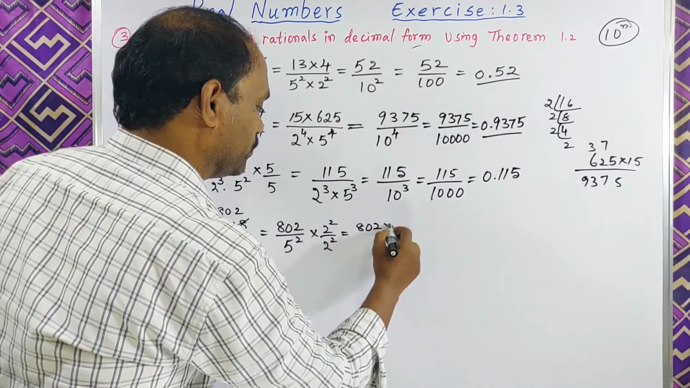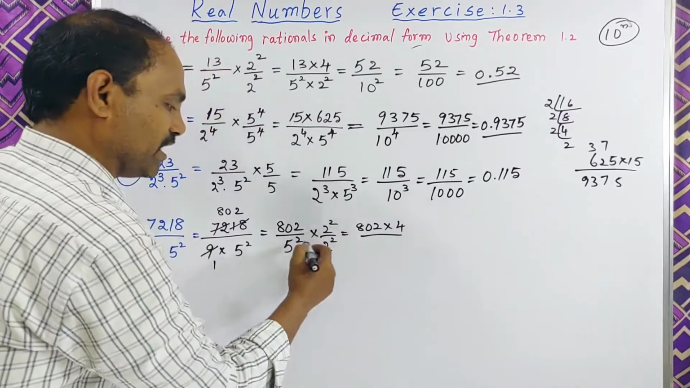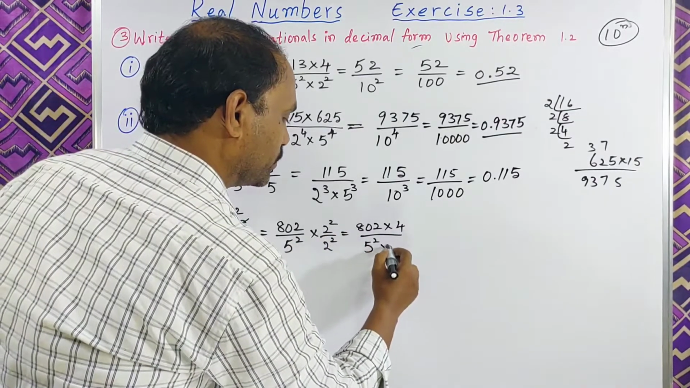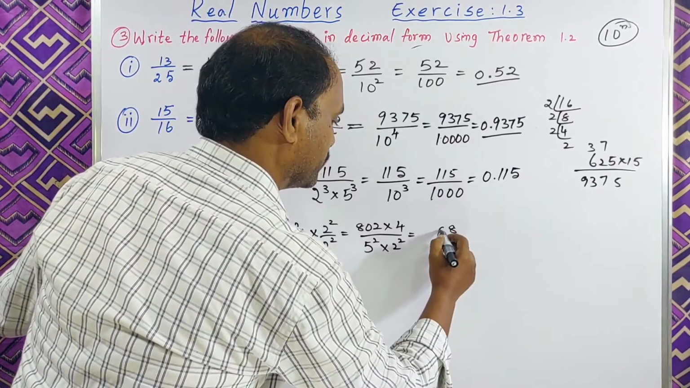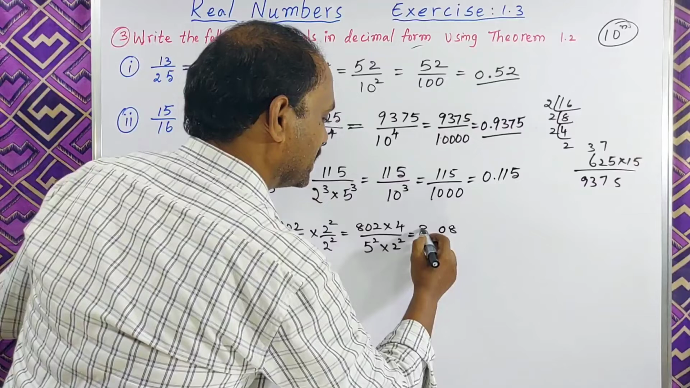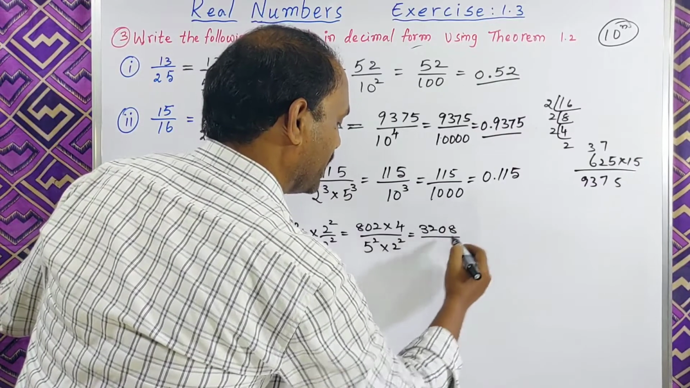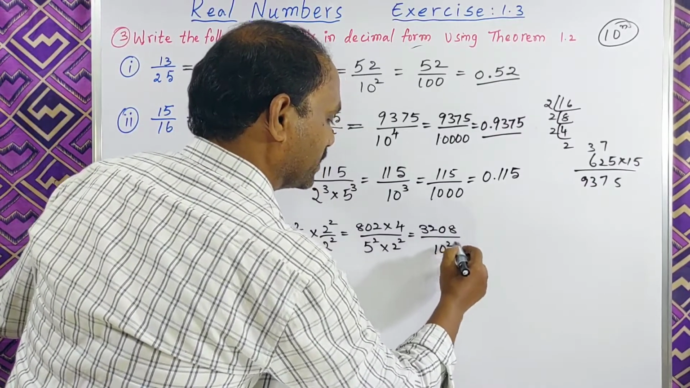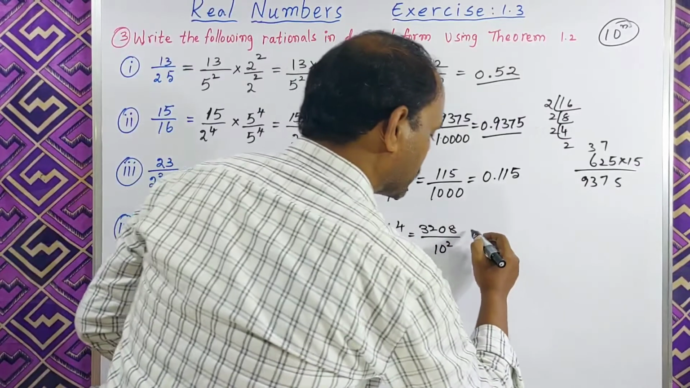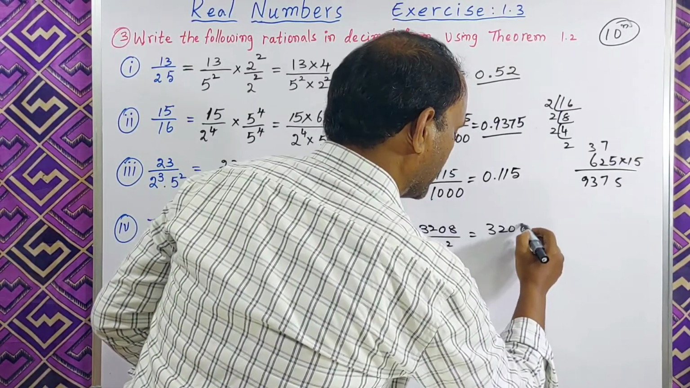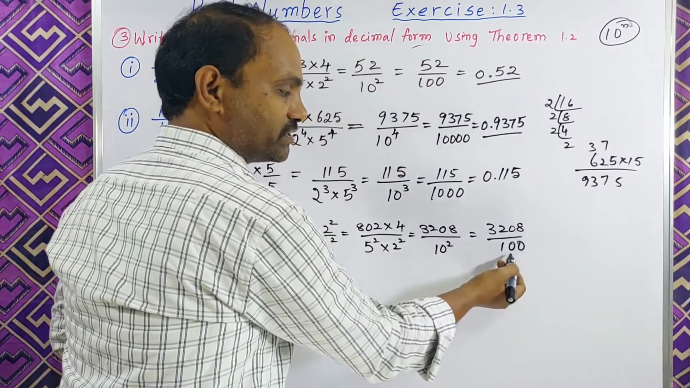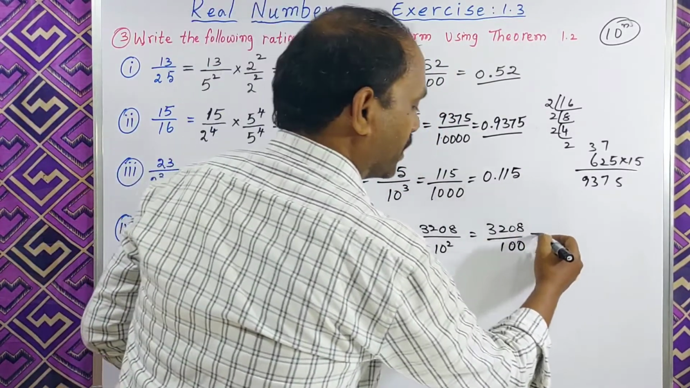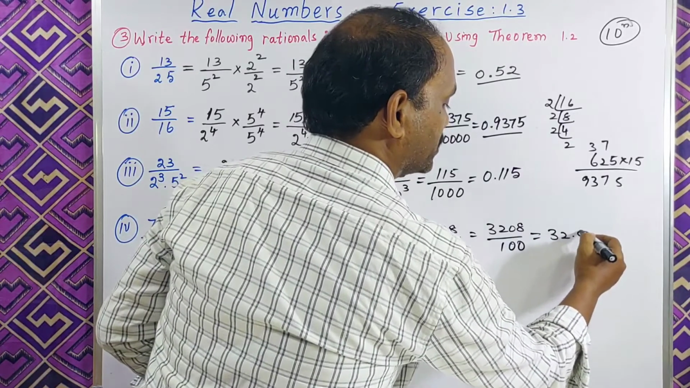802 into 4, since 2 square means 4, by 5 square into 2 square. 4 twos are 8, 400, 4 eights are 32, so 3208 by 10 square. 3208 by 10 square means 100. 2 zeros are there, so 2 digits after the point: 32.08.